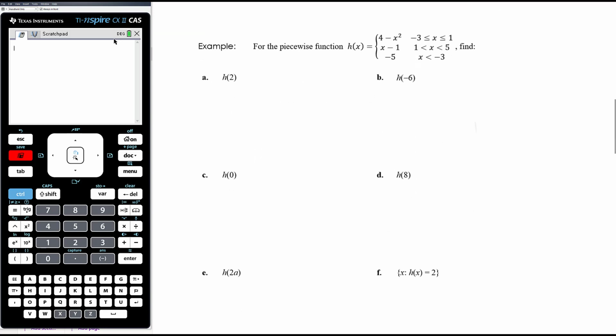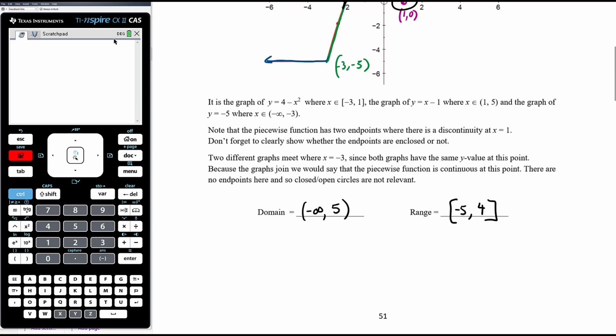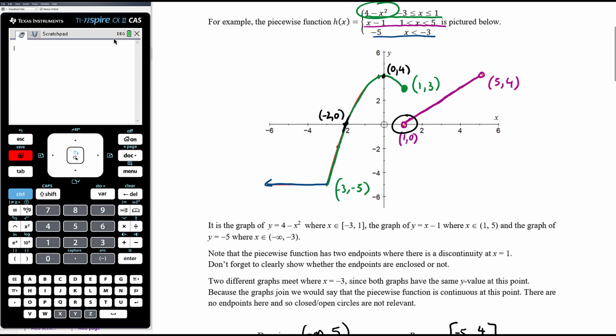Okay, let's have a look at, this is the same function, so it's helpful to think back to this graph in helping to answer some of these questions.